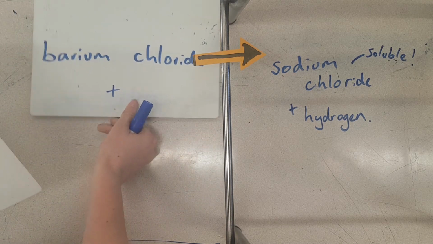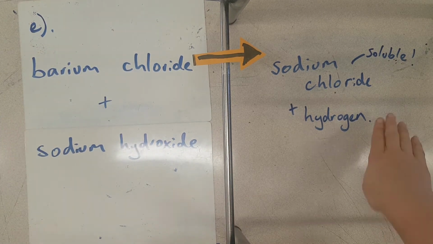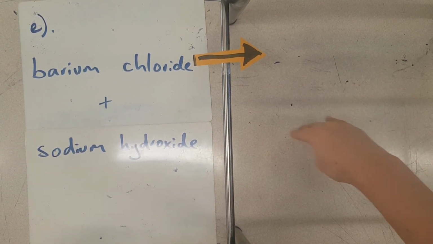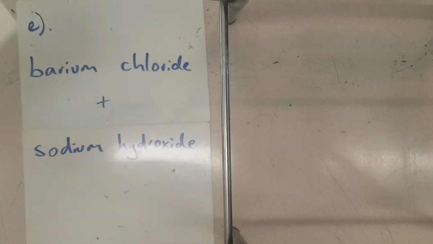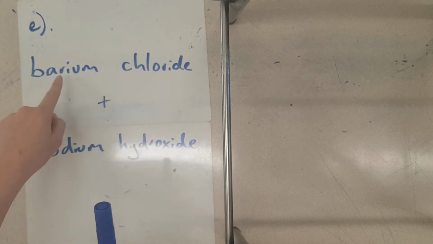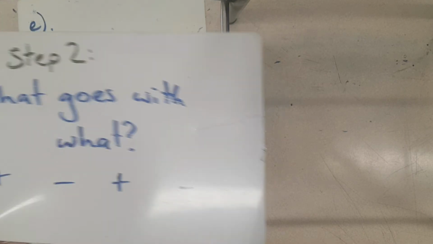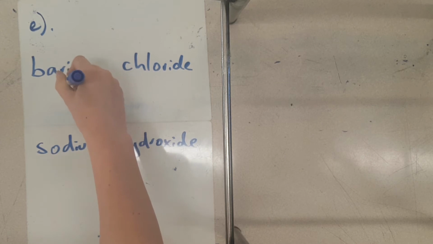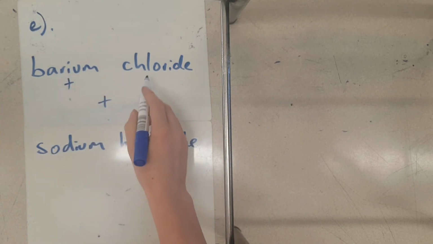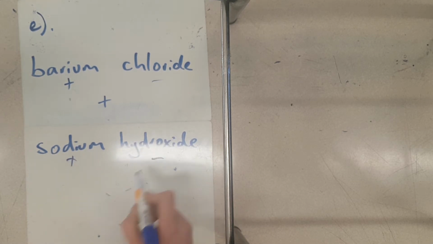So this is E, is barium chloride, going with sodium hydroxide. So, again, we go through all those steps. Step 1, what is in my reactants? This one's nice and easy because it's just what it says it is. There's barium, there's chloride, there's sodium, and there's hydroxide. Easy. Just leave it as it is. Step 2, what goes with what? Barium is a positive, like it says on the chart in 22. Chloride, we all know that one's negative. Sodium, again, positive. And hydroxide, negative.